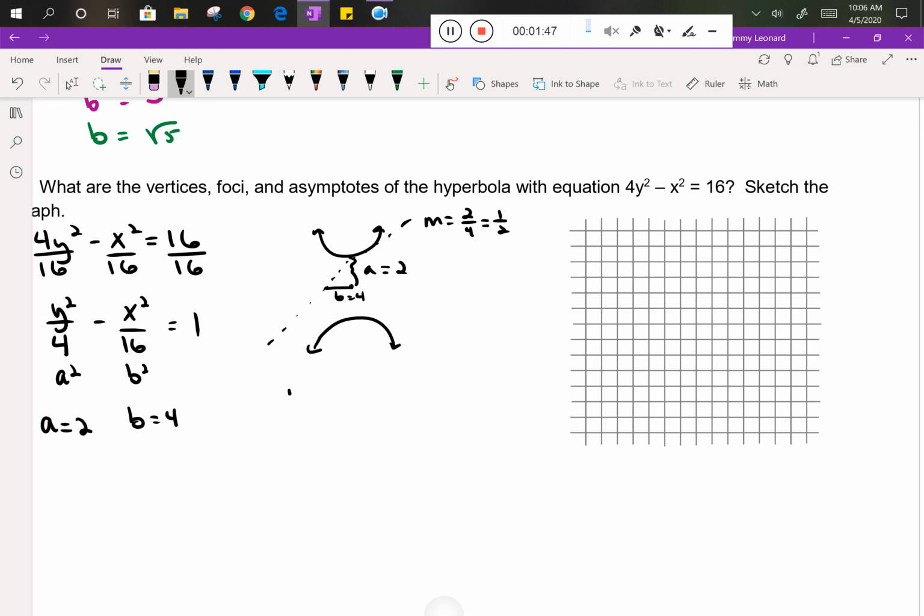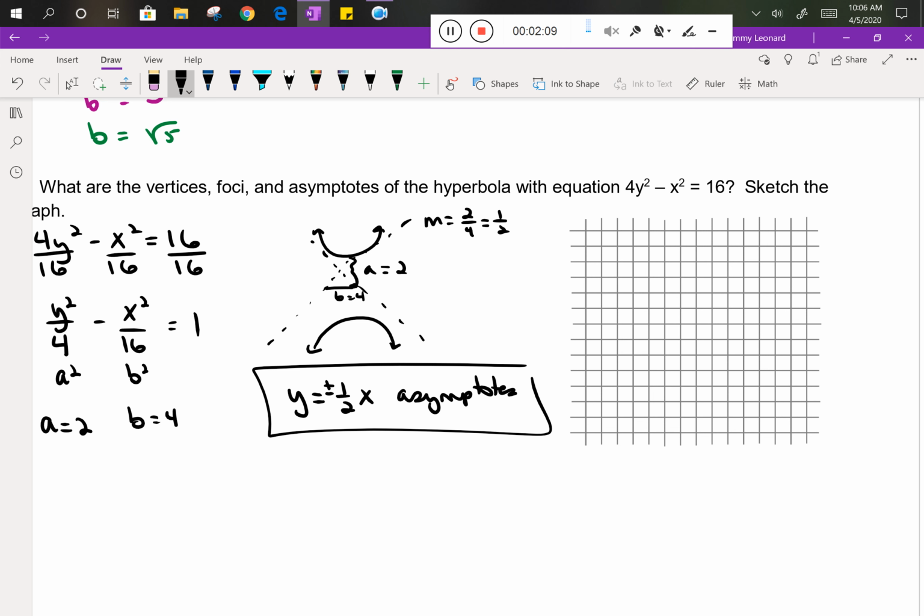So we have an asymptote with the equation y equals 1/2 x, because we know that we're going through the origin today. But we also have the one that would come in the exact opposite direction. So the two asymptotes are y equals plus or minus 1/2 x.